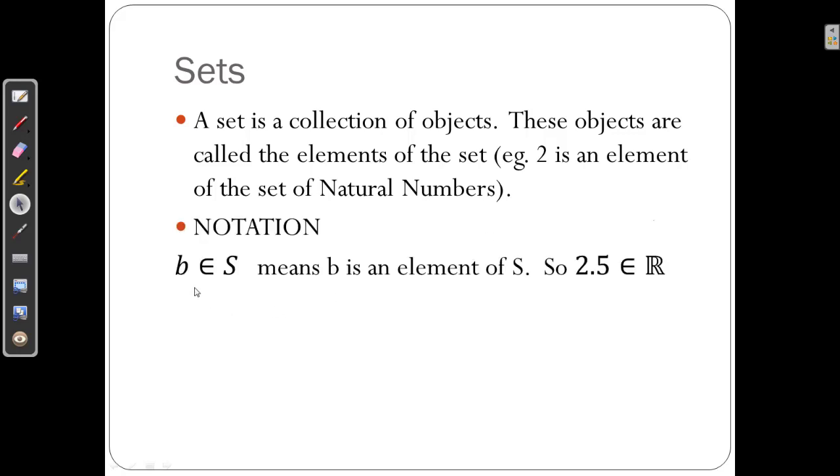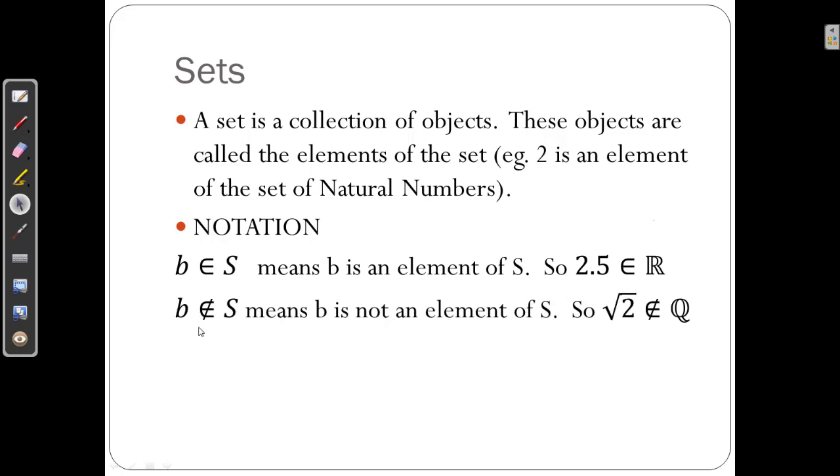Some notation. This is the element symbol. That means B is an element of S. So here's an example. 2.5 is an element of R. R represents the set of real numbers. When it's a double-barred R like that, that's the traditional symbol for the real numbers. This means not an element. This symbol means B is not an element of S. So square root of 2, which is an irrational number, is not an element of Q, which is what's traditionally used to represent the rational numbers.